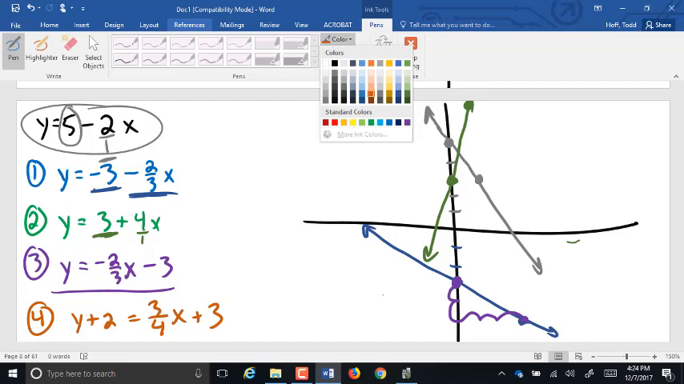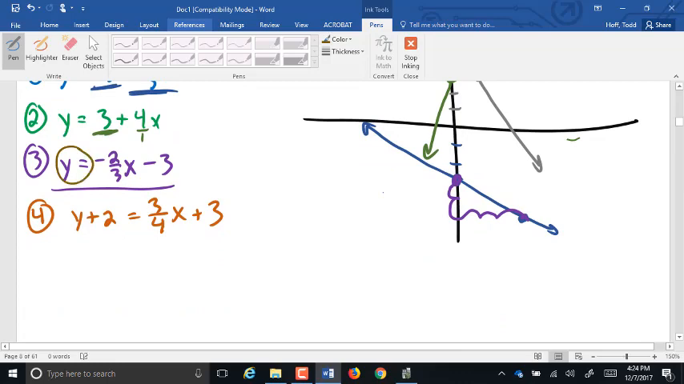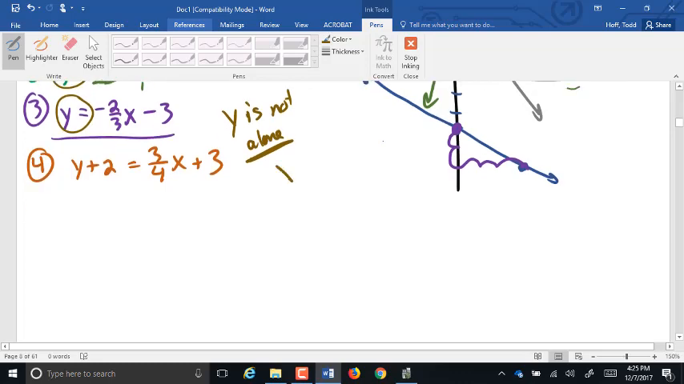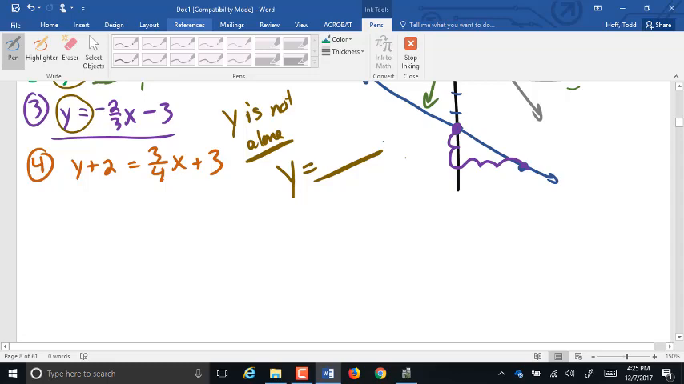What's different about that one? Well, it's not just y equals anymore. All these were y equals, weren't they? This is y plus 2 equals. Y is not alone. In order for this graphing to work, the y has to be alone. It has to be y equals and everything else on the other side. Well, perfect. Yeah, y has had 2 added to it. So to get it alone, we would subtract 2.